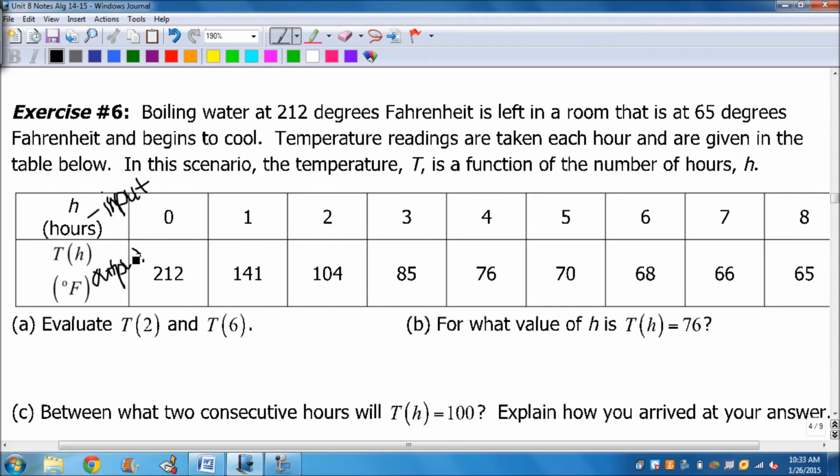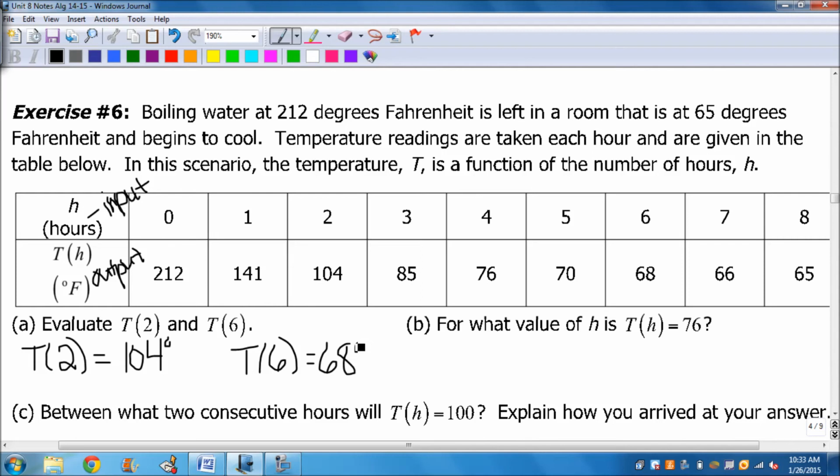Okay, so it says to evaluate T of 2 and T of 6. So what is the output? This is asking you, what's the output of temperature when T, your input, is 2? So after 2 hours, what is the temperature going to be? So T of 2 is going to equal 104 degrees. Okay, so now please figure out what T of 6 is going to be. Hopefully you wrote down that T of 6 is 68 degrees.